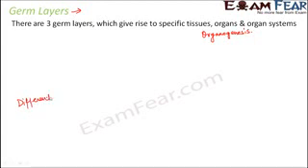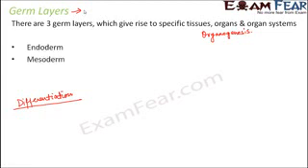So what is differentiation then? Differentiation is a process by which cells, tissues or organs gradually change their structure and function during embryonic development. So when you talk about the germ layers, in human beings there are three germ layers present. So what are those three germ layers? Endoderm, mesoderm and ectoderm. So these are the three germ layers.